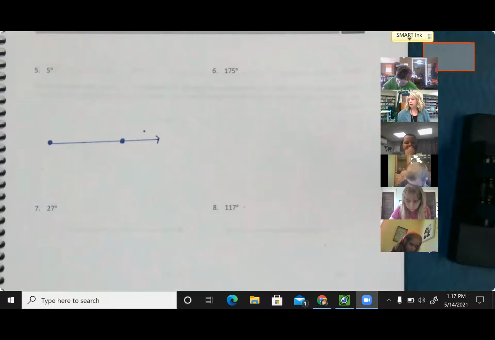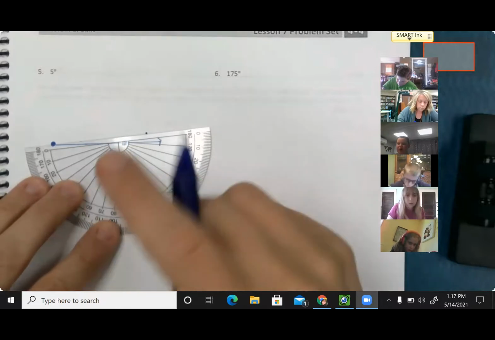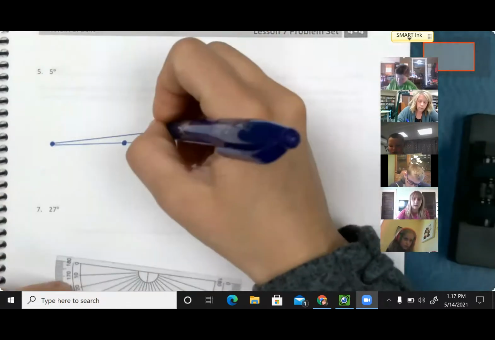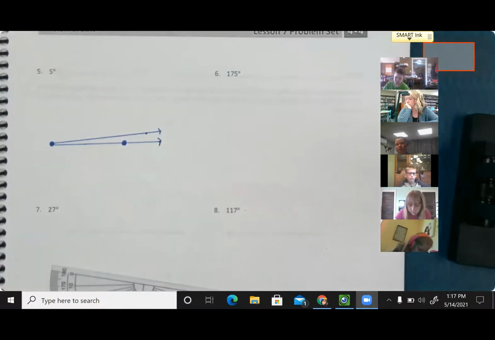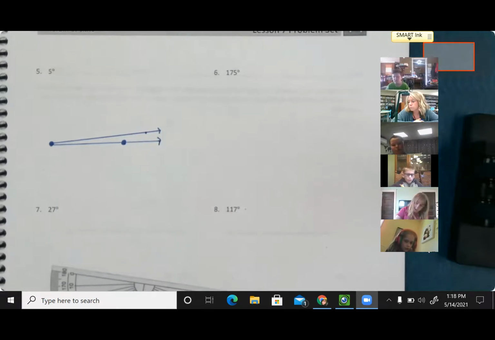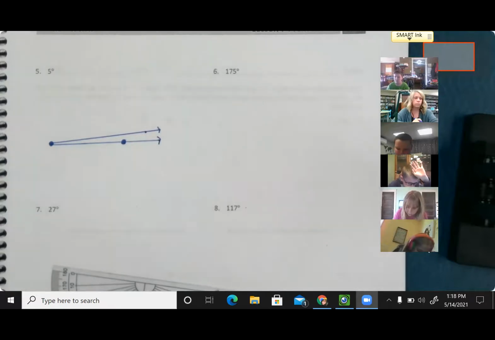Mm-hmm. And then you connect it using your protractor as a straight edge. Yep. Yeah, like that. Now what do I do? How do I know what angle to measure? What do I draw to show that this is the angle to measure? Eyeball it as 5 degrees. How do I know though? What do I draw?